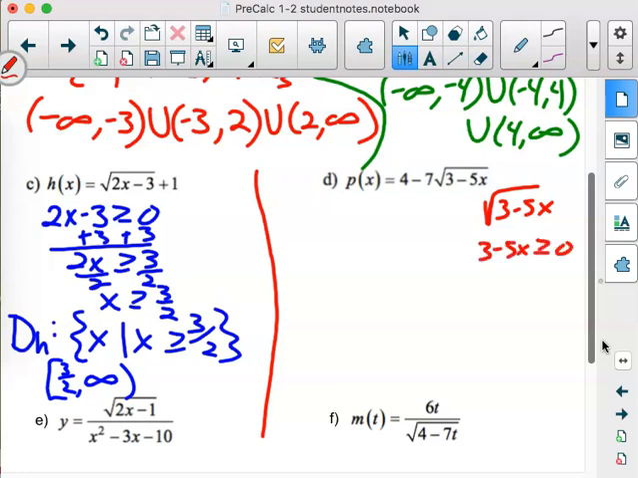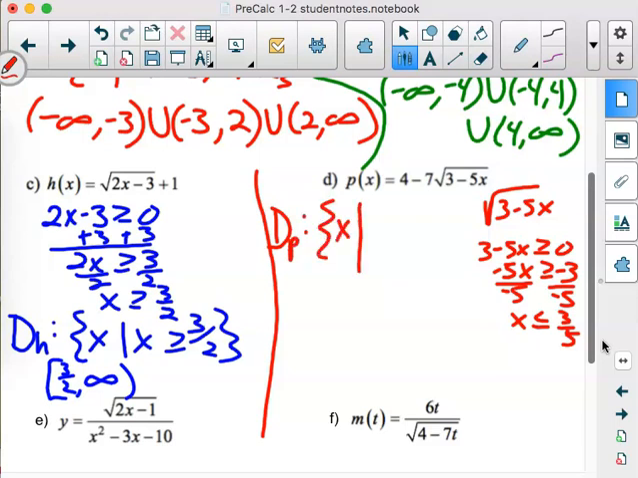So we'd subtract 3 from both sides, and we would divide by negative 5. Now dividing by a negative with an inequality means you have to flip the sign. So x will be less than or equal to 3/5. Now, we need that in set builder notation. So D of P, x is defined as x is less than or equal to 3/5.